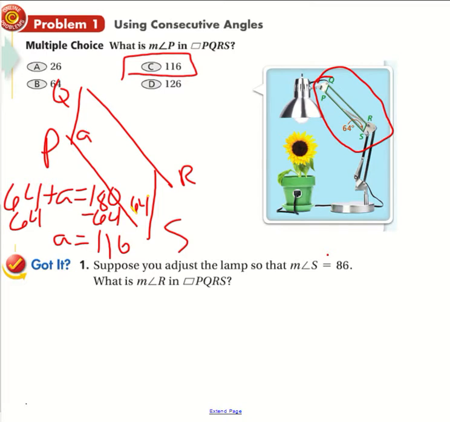Alright, so say you're going to adjust the lamp so that instead of angle S being 64 degrees, it's now 86 degrees. Find the measure of angle R in PQRS. Pause the video now.